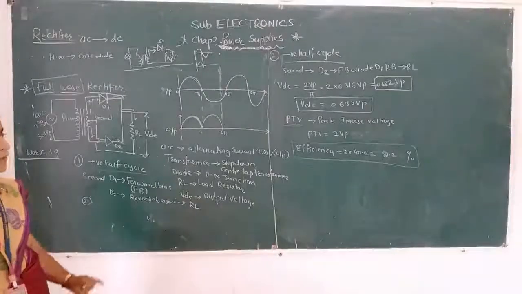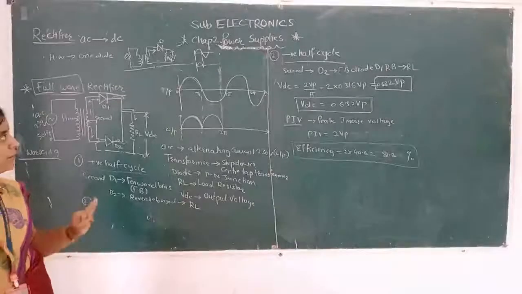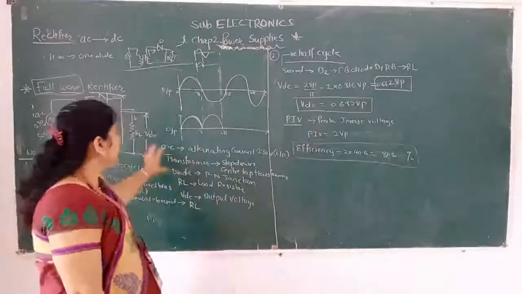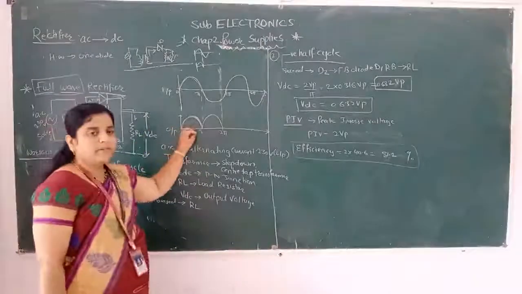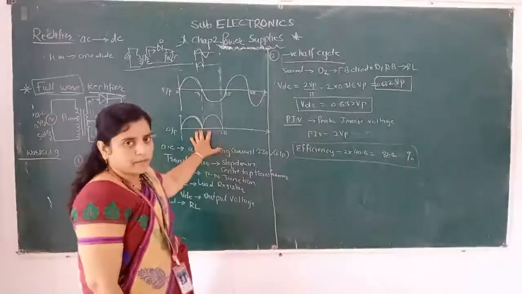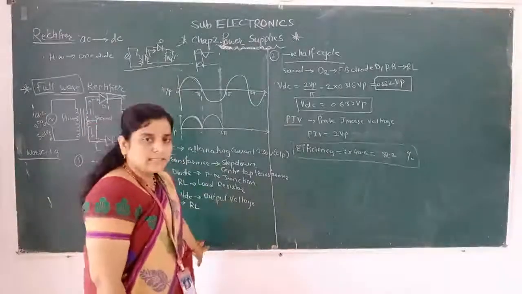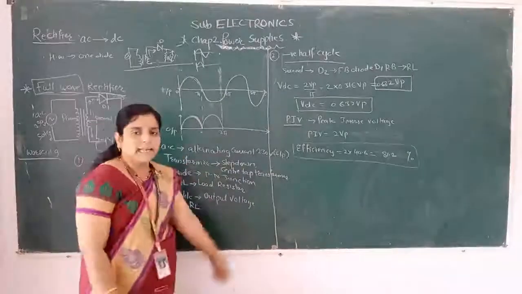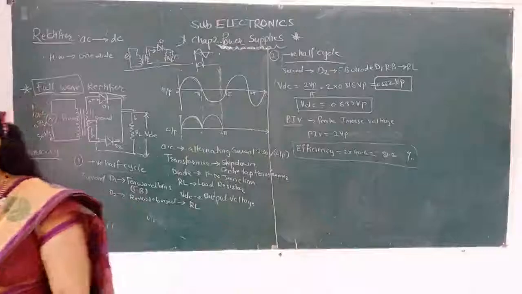We have seen the half wave rectifier and the full wave rectifier. In the half wave rectifier, only half of the cycle is rectified, and in the full wave rectifier, the 2 diodes rectify one by one, therefore there are 2 waveforms. All of you understand this, half wave rectifier and full wave rectifier. Now we will see the third type, that is the bridge rectifier.